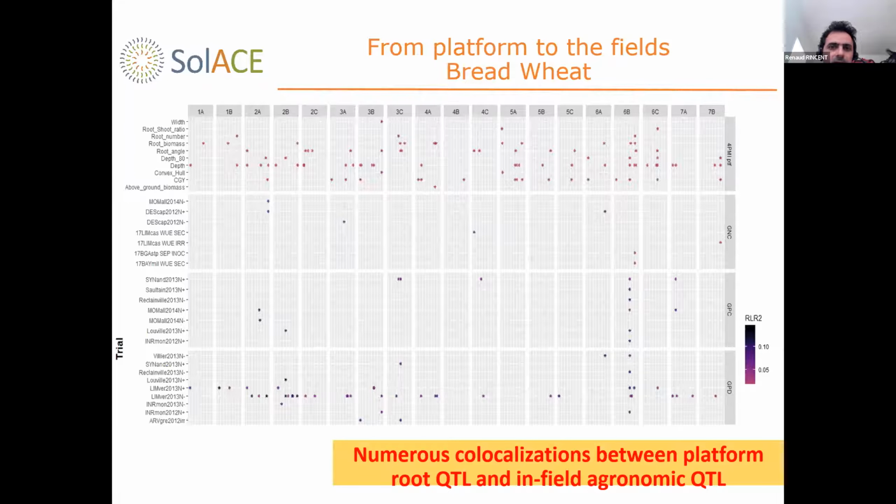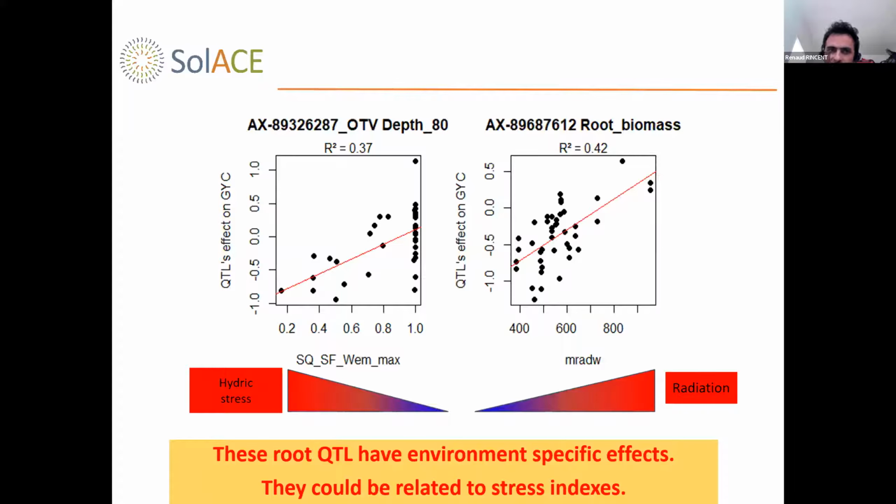Then we made some association mapping on the platform traits and also on the agronomic traits in the fields. And we identified some colocalizations and the root traits, which had an effect on agronomic traits, had a specific effect depending on the environmental conditions. For some of these QTLs, we could find some hypotheses using environmental covariates.